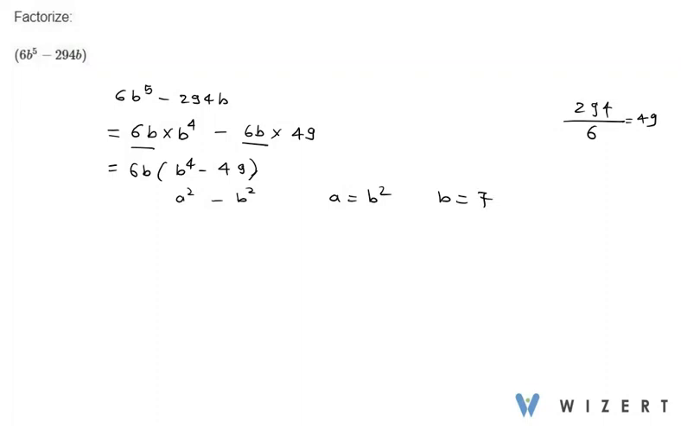Now what we can do is we can factorize a square minus b square to a plus b multiplied by a minus b. So 6b multiplied by (b square plus 7)(b square minus 7). Now this is the complete factorization of the given polynomial.